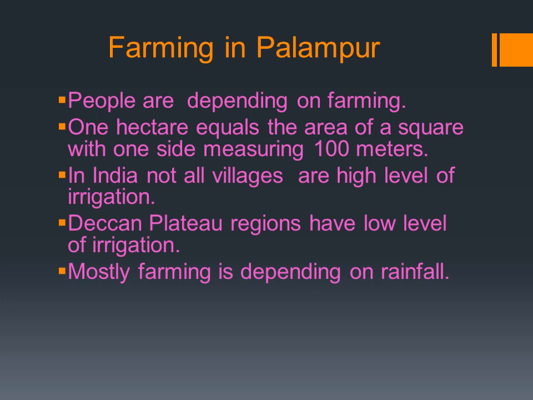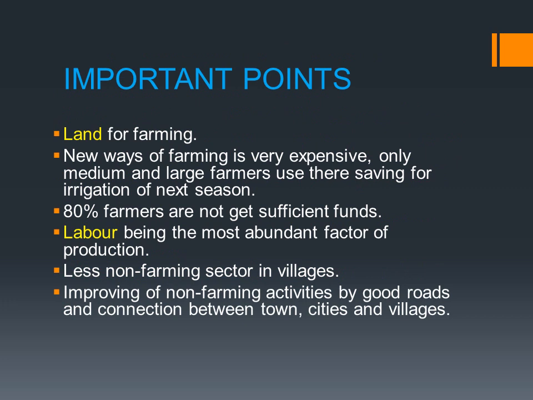In India, not all villages have a high level of irrigation. Deccan Plateau regions have a low level of irrigation. Mostly farming depends on rainfall. For farming, land is a very important source.